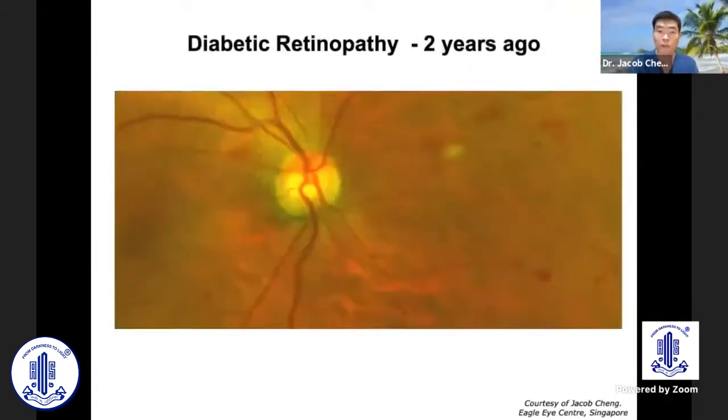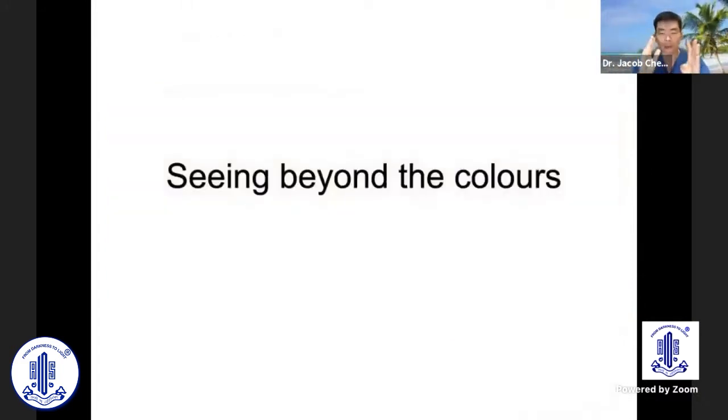And when we go back to the photograph from 2 years ago in magnified view, you can see again the florid dot blot retinopathy signs, microaneurysms, and cotton wool spots. But the new vessels were actually absent. So it's important not just to have a big picture, but also not to lose the details.